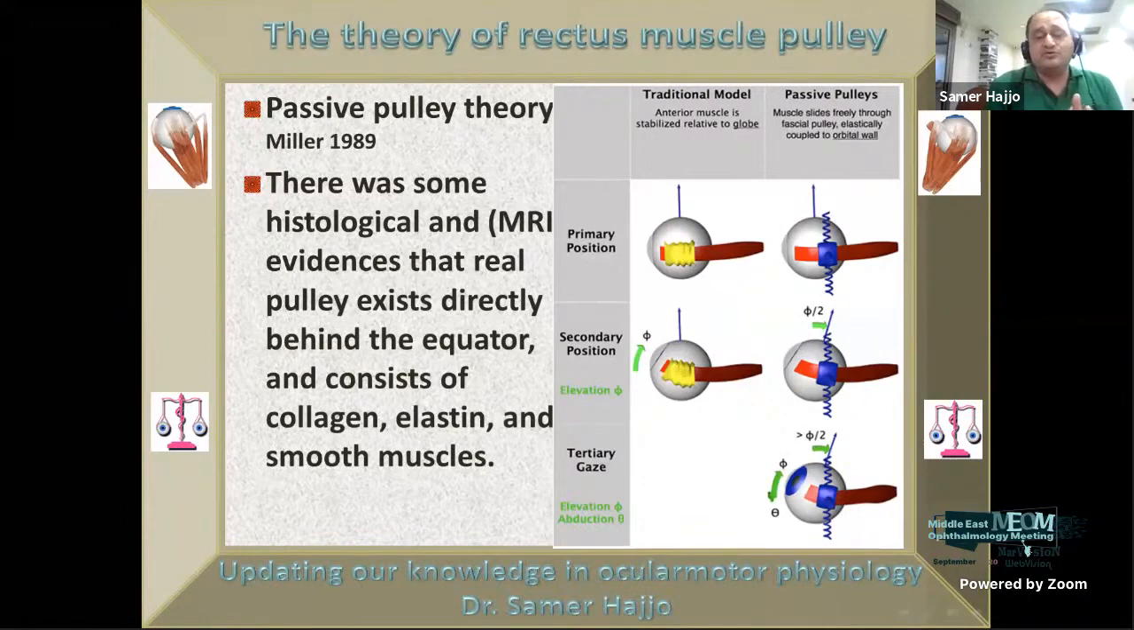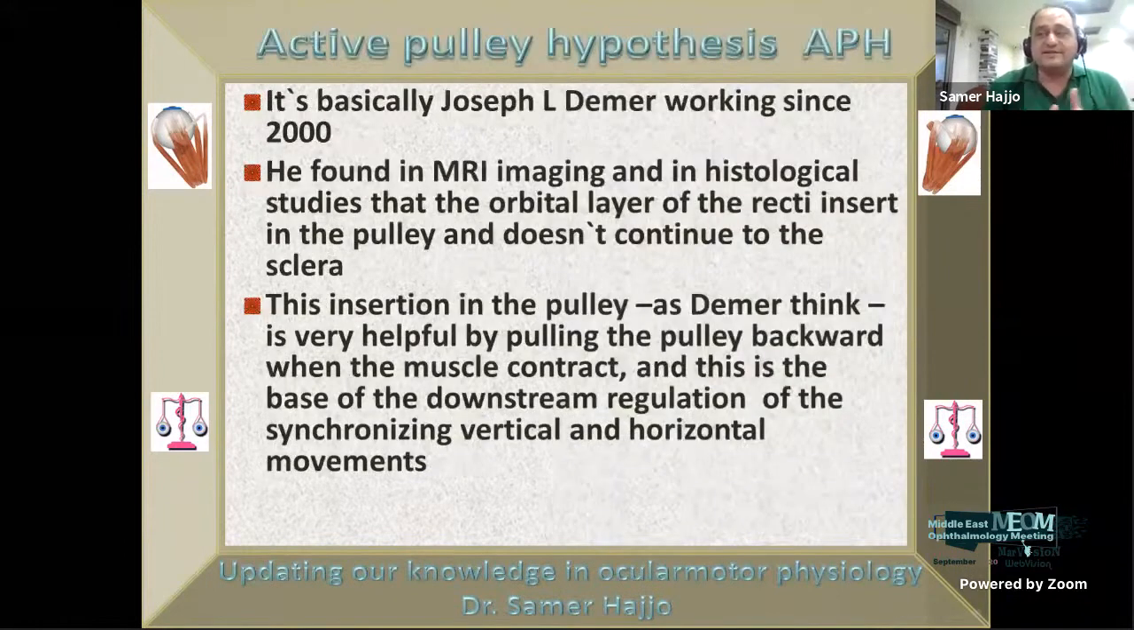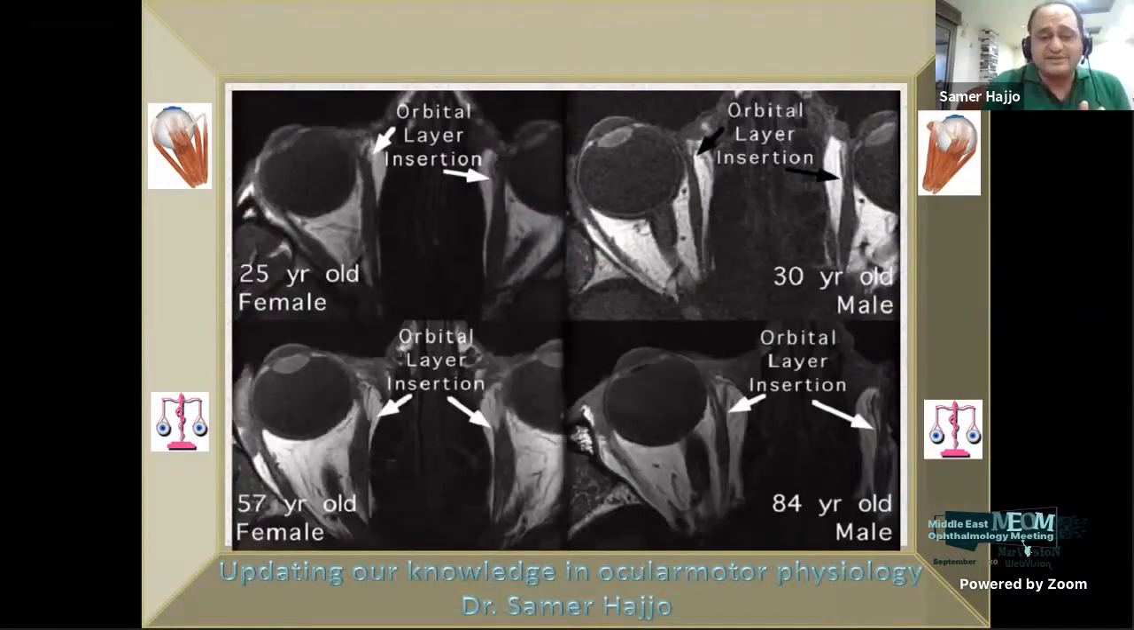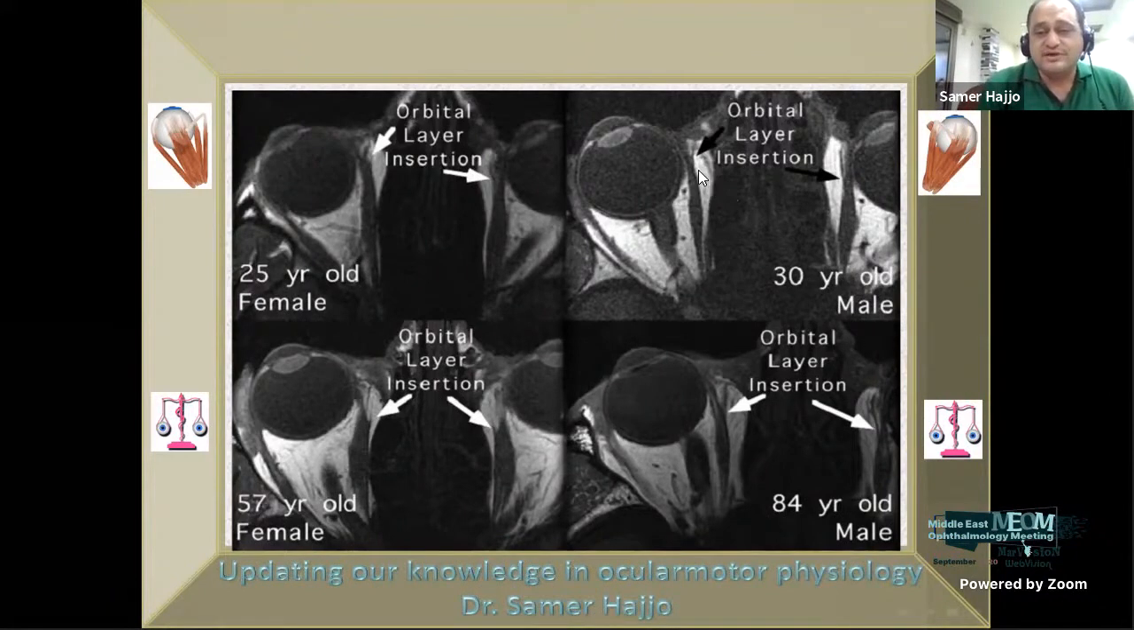But Demer went further in understanding the function of the rectus muscle pulley. He discovered that the orbital layer of every rectus muscle is inserted directly at the pulley and does not continue to the sclera as the global layer of the muscle does. These MRI pictures show the insertion of the orbital layer of the rectus muscle on the pulley. This is the insertion, and this is the pulley. Also, histological studies show such results.